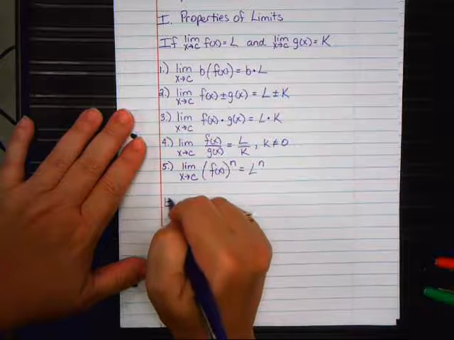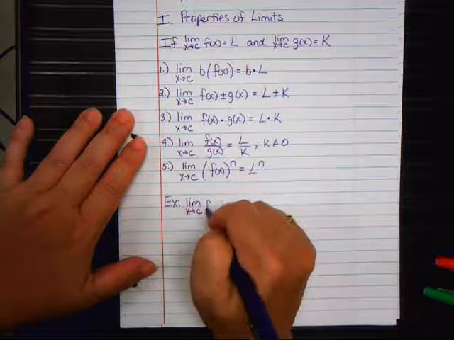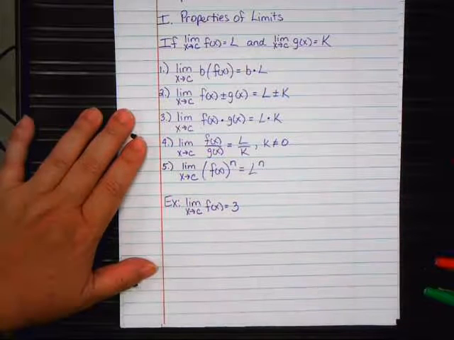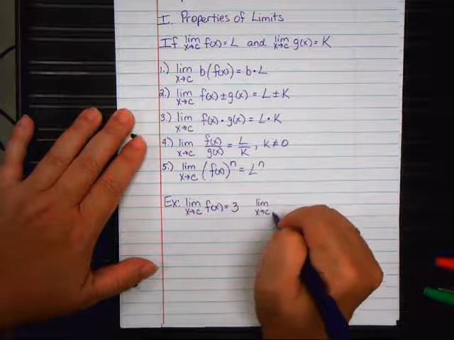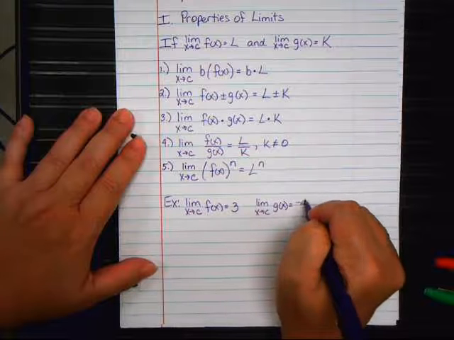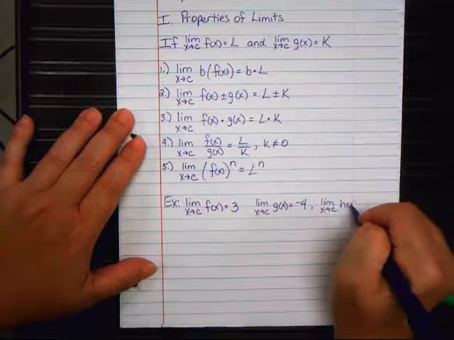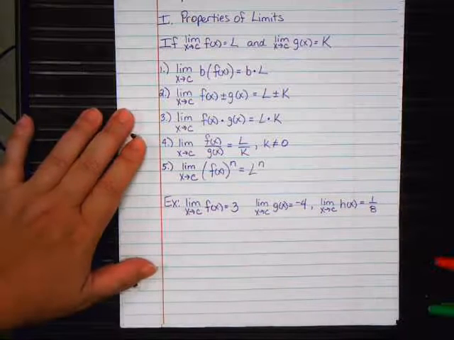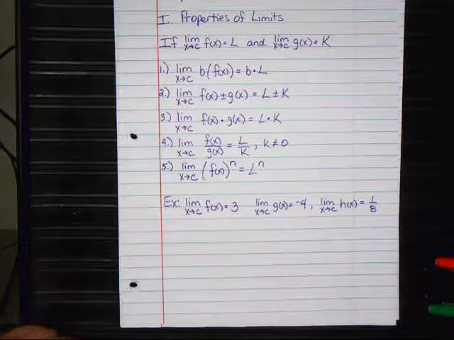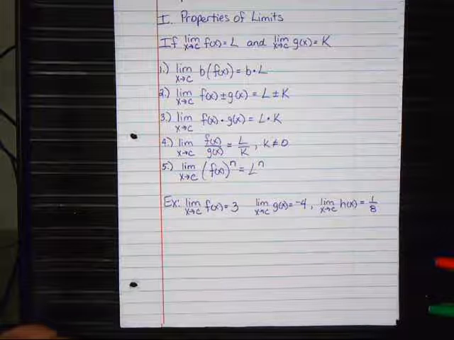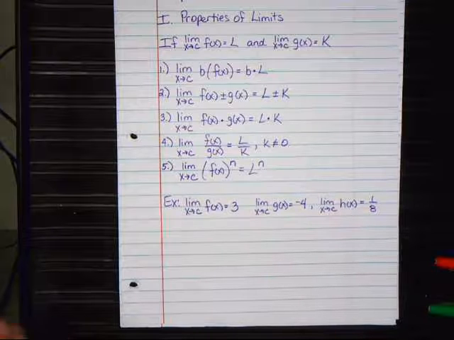For example, let's say we have the limit as x approaches c of f of x is equal to 3. The limit as x approaches c of g of x is equal to -4. And the limit as x approaches c of h of x is equal to 1/8. So now instead of L's and K's, we're actually giving them numeric values. We have some random function f whose limit is 3, another function g whose limit is -4, and another function h whose limit is 1/8.